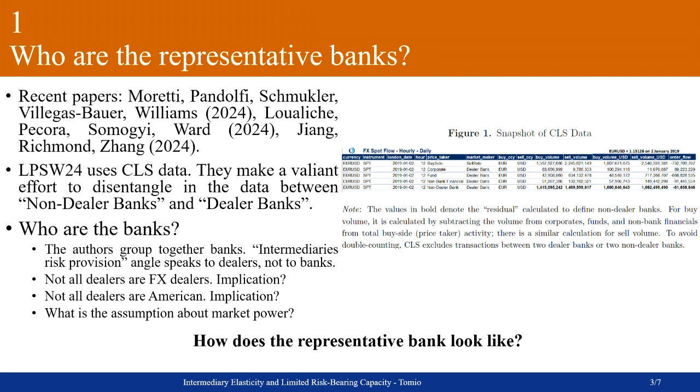One that I want to point your attention to is the Ghoulish, Pecora, Sumogi, and Ward paper that I happened to discuss last week. These authors also use the CLS data as the one in the paper from today, and they make a valiant effort to disentangle the trades that happen between FX dealers and their clients. Who are the clients? Well, they're up there. To the right, you have a screenshot from this data set from that paper. All right, so the clients are, sorry, it's a little tiny, but they're corporate, funds, and non-bank financials, okay?